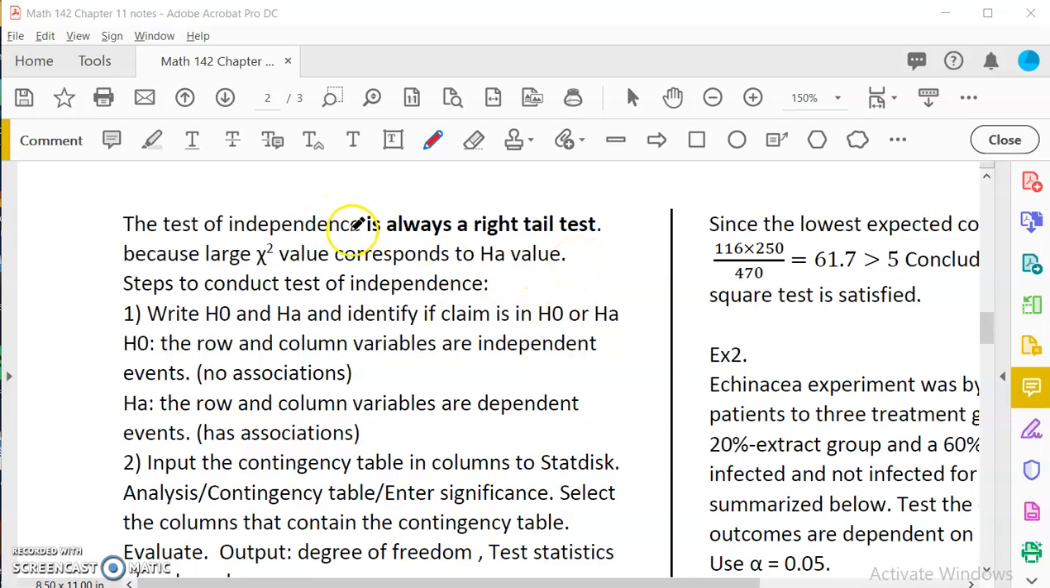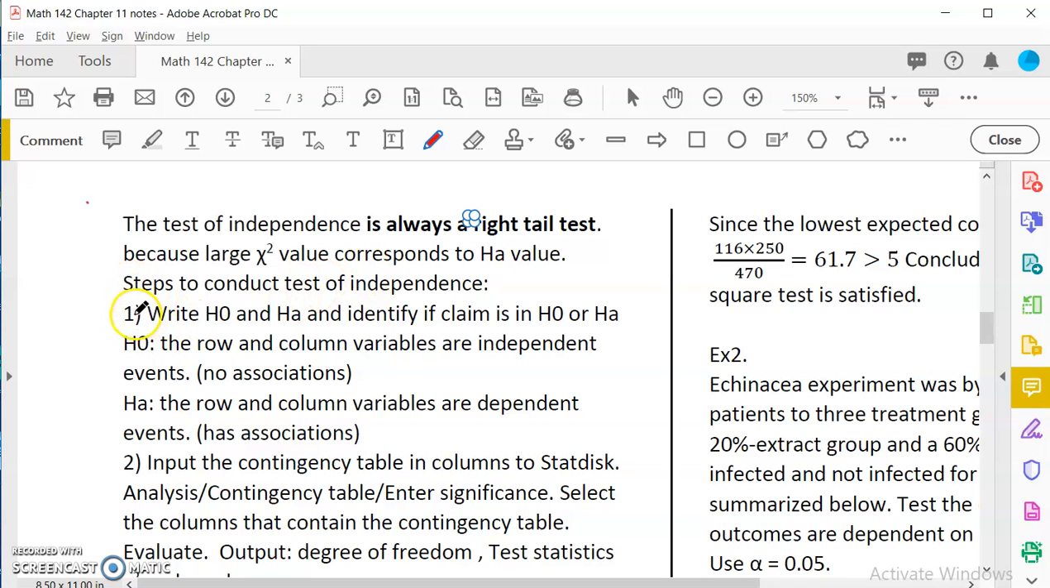In general, we say it uses the chi-square distribution, and it's always a right-tail test because a large chi-square value corresponds to the alternative hypothesis, the value that you are surprised by. So when the observed and the expected counts are very different, then you say that, oh, they affect each other.